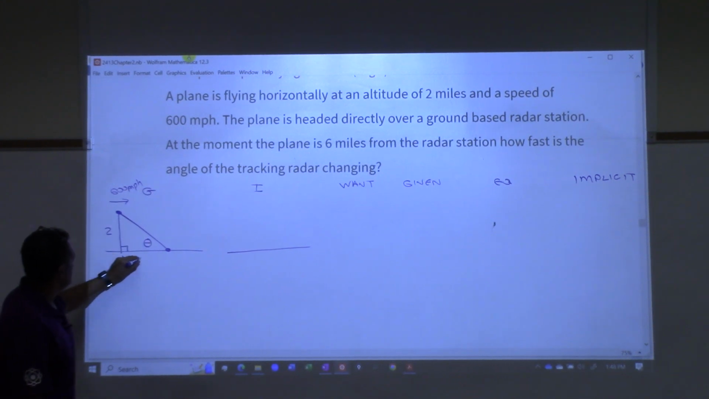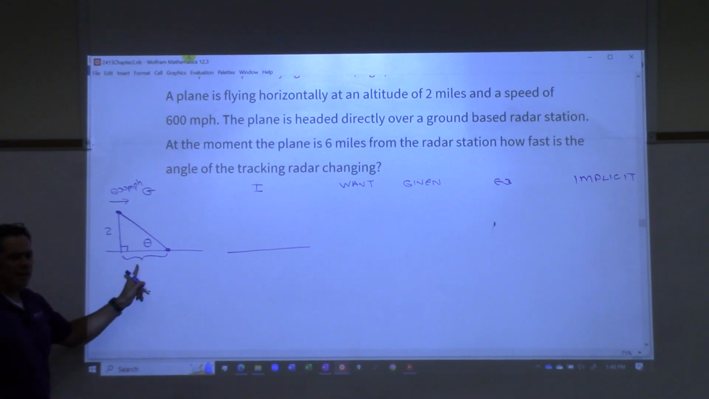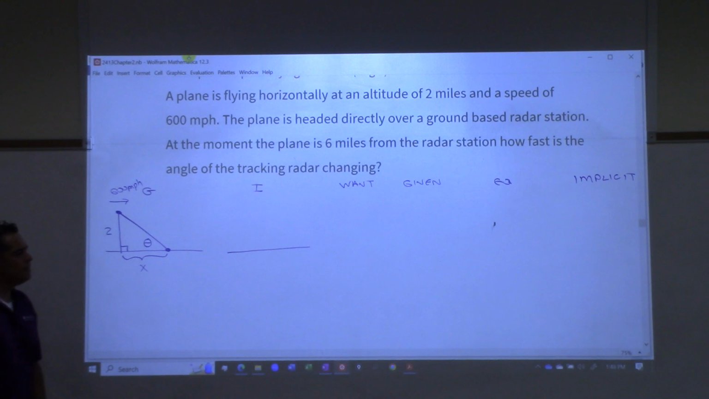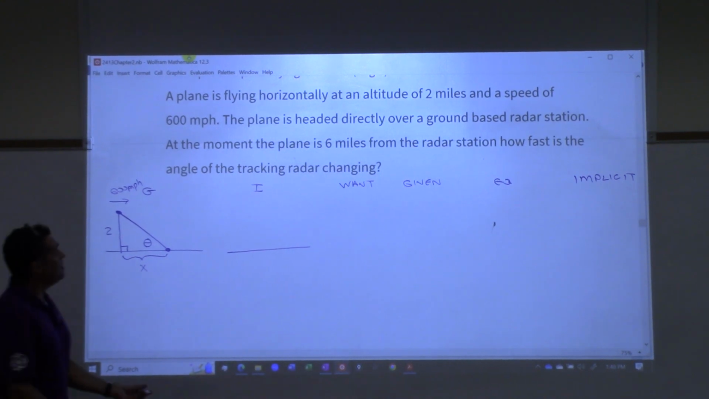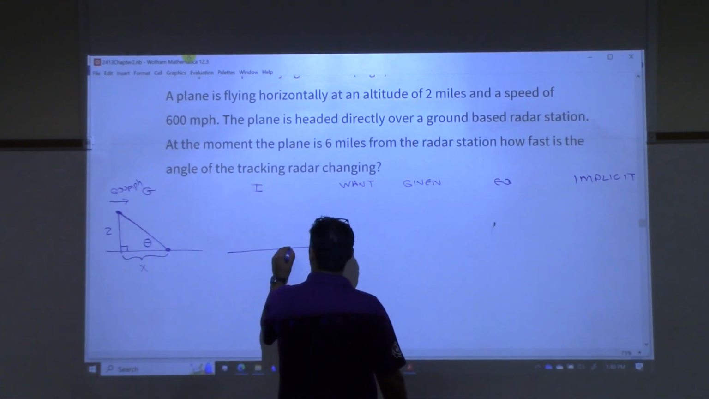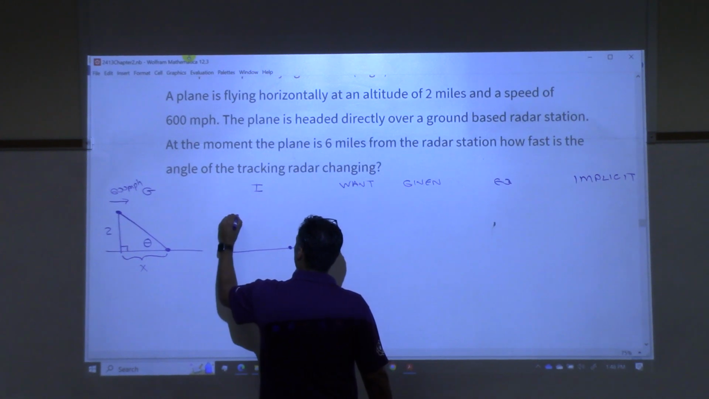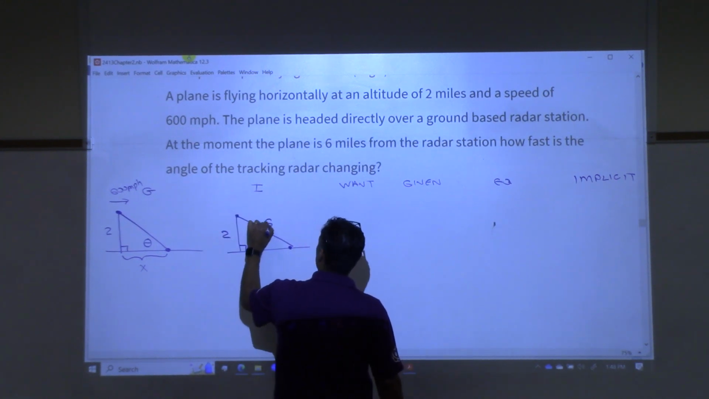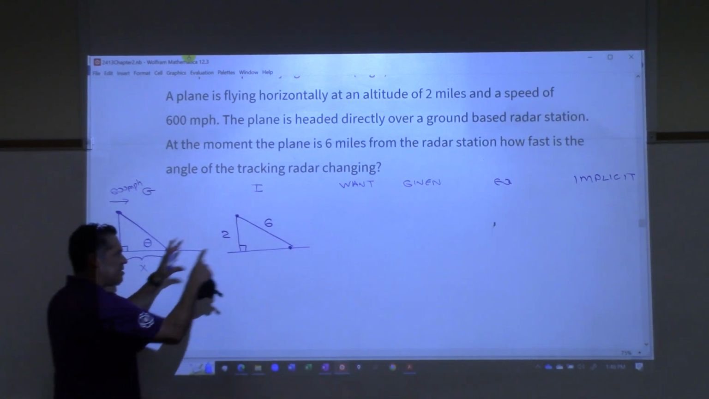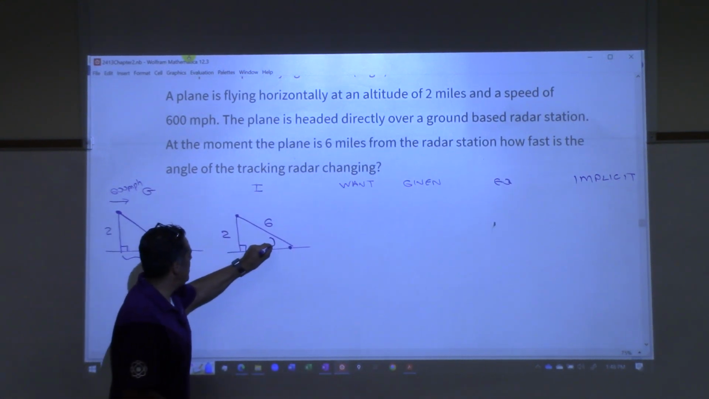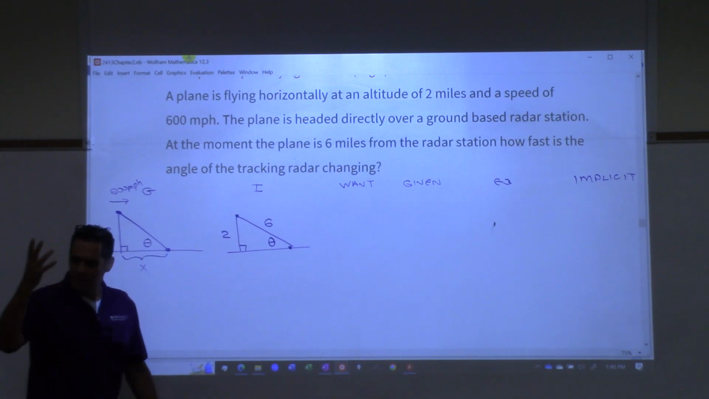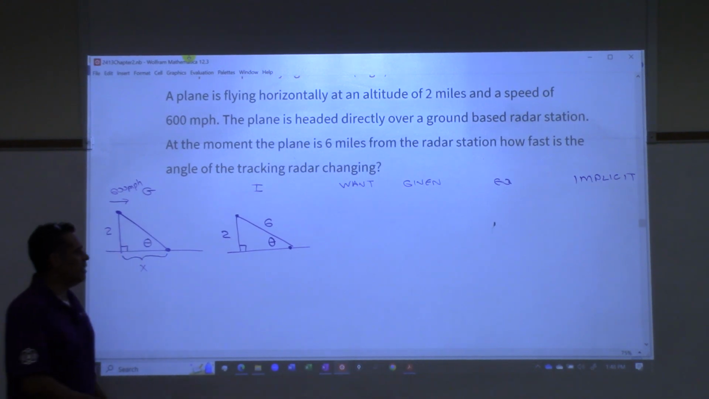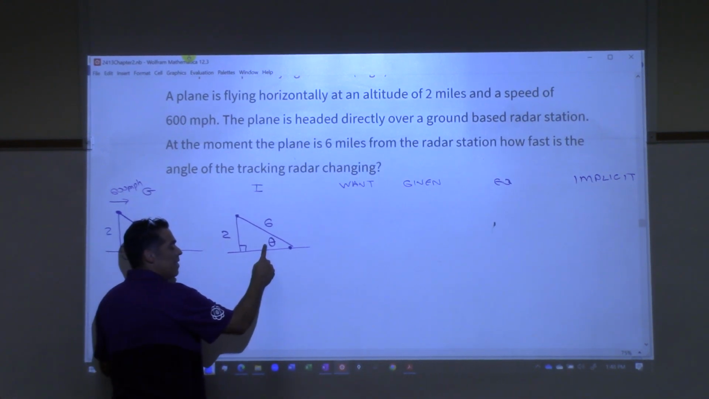And this distance from here to here, does anyone have in their notes, did we call that x? We called it x, right? It was this distance right here. And then at the instant in time, we had this picture. Here, this was 2 miles, and we knew the distance between them was 6. That was at the instant in time. And theta was in here. And if you go back, watch the video, you'll remember that we didn't know what theta was right away.